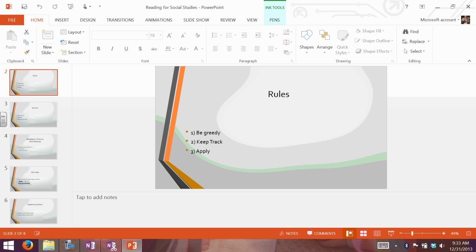Second, we want to keep track, and we're going to keep track today. I'm going to show you how to do that. And third, we're going to apply. That's the writing, and we're not going to do that. So we're going to do the first two rules. When we look at the source in a moment, we want to check who wrote it, what for, what type of source. And so let's take a quick look.